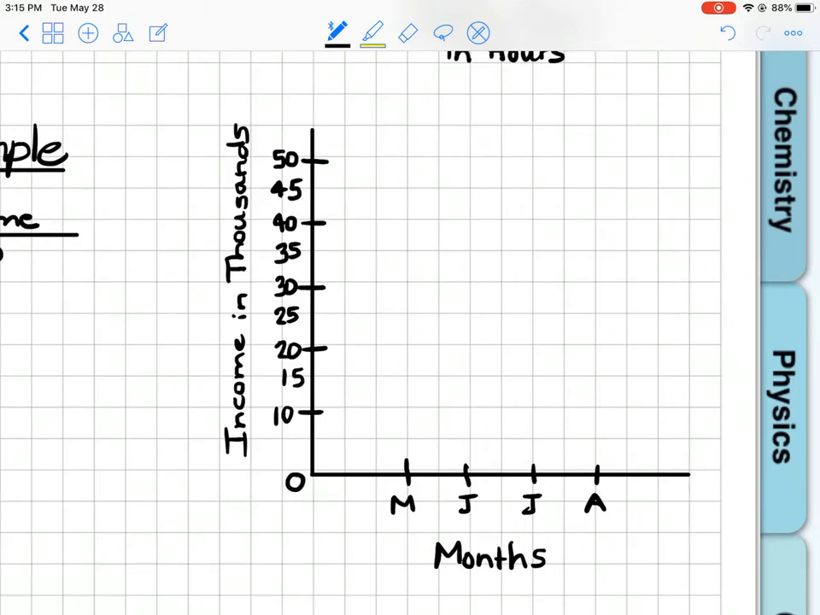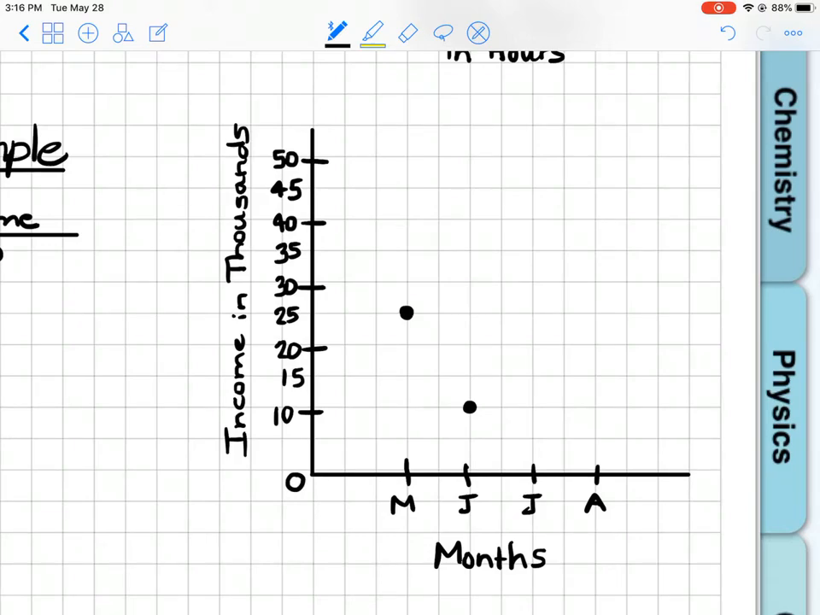Okay, so the first one, it says for May, my income was $25,000. So 1, 2, 3, 4, 5. For the month of May, I go up to 25,000. Then look what happened in June. I dropped way down there to 10,000.